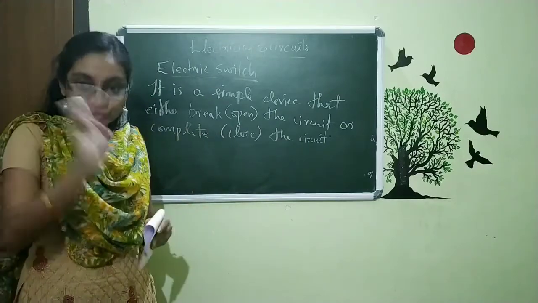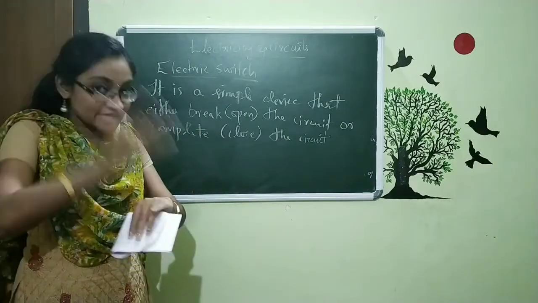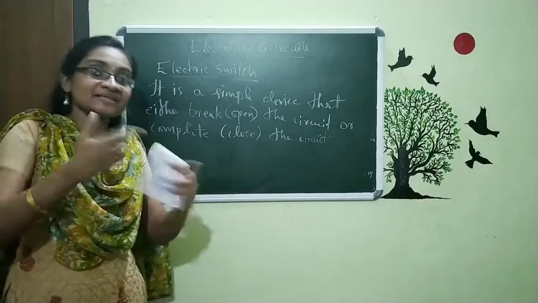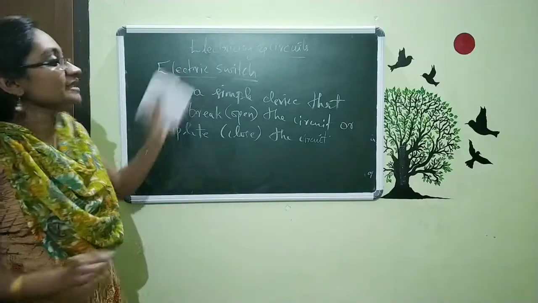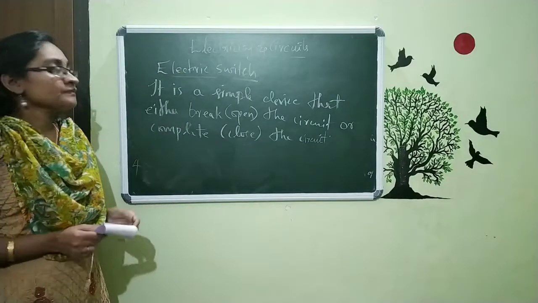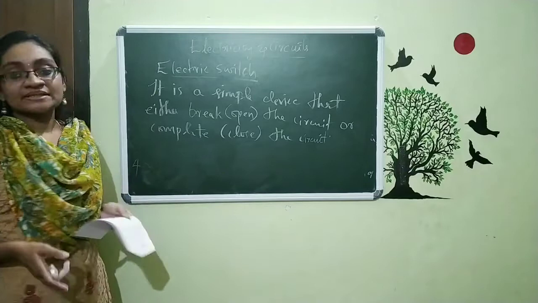That means two possibilities are there. Either you can break the circuit or close the circuit. That means you can complete the circuit. This is the definition for electric switch. So just study this definition, very simple. And so this is all about today's class.